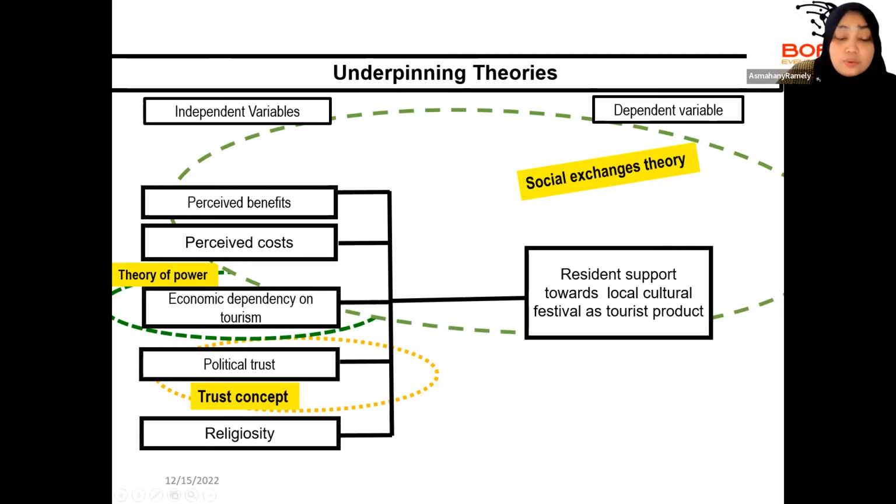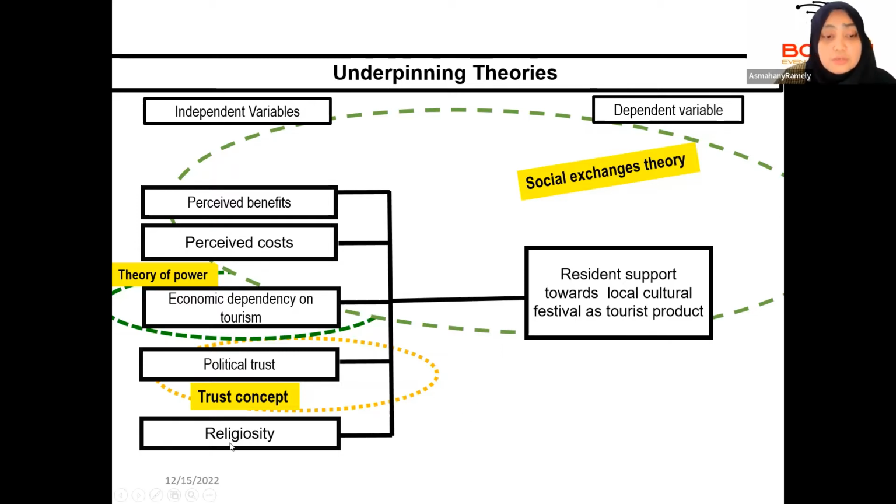Then the literature proposed that I include political trust as another dimension. If I want to measure resident support, I have to consider political trust. But I cannot simply include political trust; it must be based on something. So there comes the trust concept.